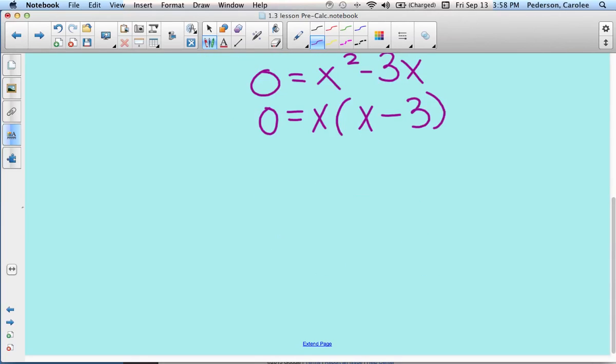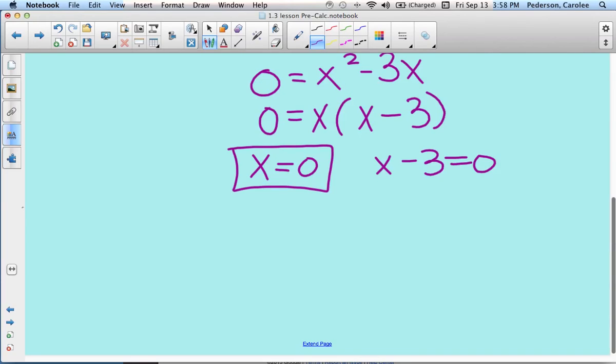Now I set those factors equal to 0. x equals 0. x minus 3 equals 0. The first one already is factored, or solved. And then the second one, you still need to add 3 to both sides. So x equals 3.